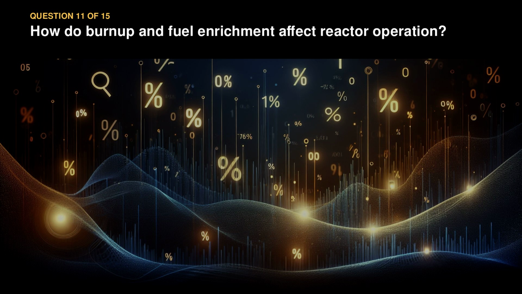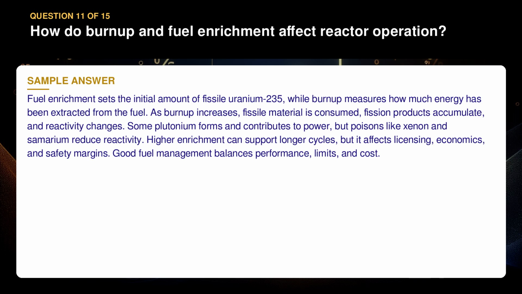Question 11. How do burnup and fuel enrichment affect reactor operation? Fuel enrichment sets the initial amount of fissile uranium-235, while burnup measures how much energy has been extracted from the fuel. As burnup increases, fissile material is consumed, fission products accumulate, and reactivity changes. Some plutonium forms and contributes to power, but poisons like xenon and samarium reduce reactivity.